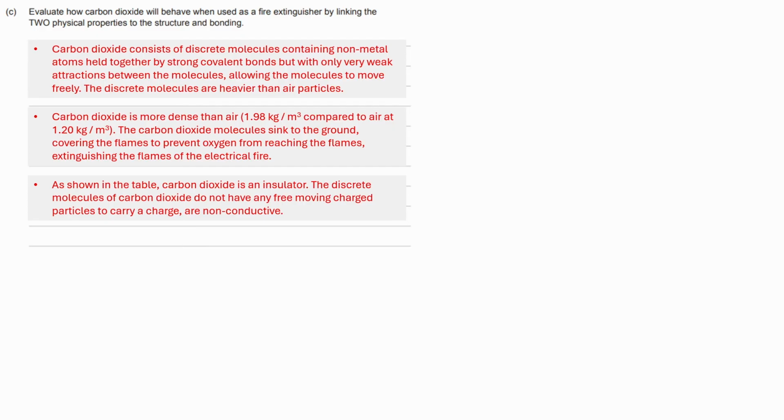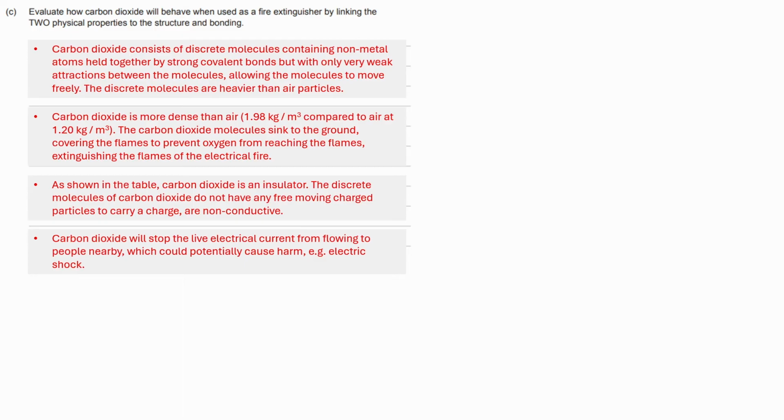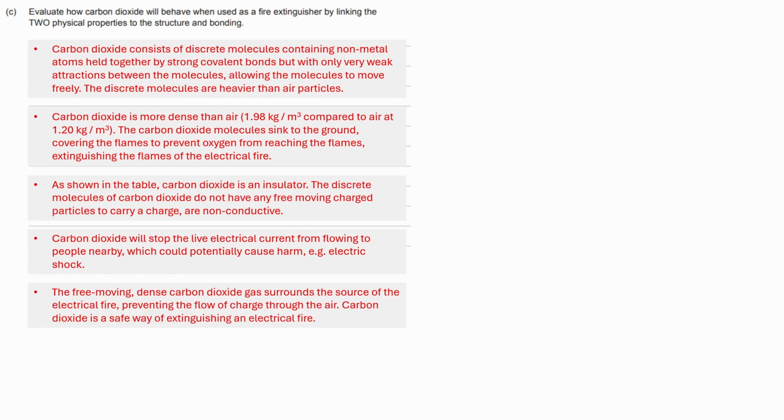The discrete molecules of carbon dioxide do not have any free moving charged particles. That is, they have no free electrons and they aren't an ion, so they will not conduct electricity. It will stop the electrical current from flowing to people nearby. Well, not necessarily stop isn't the best word, but it won't allow electrical current to be conducted through it. So yes, in that way it will stop it. And because they're free moving, they can surround the source of electrical fire, preventing the charge to flow through the air. Carbon dioxide is a safe way of extinguishing the fire. Okay, that's just a concluding sentence there.